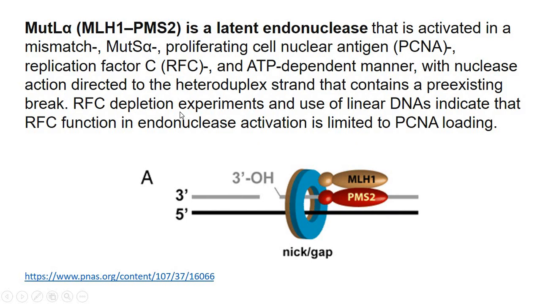So RFC, this replication factor C, appears to be present only for endonuclease activation. It's only involved in PCNA loading. So PCNA here, this teal and brown circle, is your beta clamp, what we talked about when we were talking about DNA replication. So this PCNA interacts with MLH1 and PMS2 to activate MutL alpha, which will then be activated as an endonuclease and make a cut.